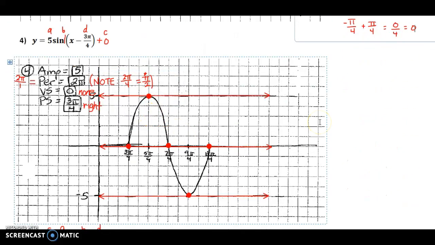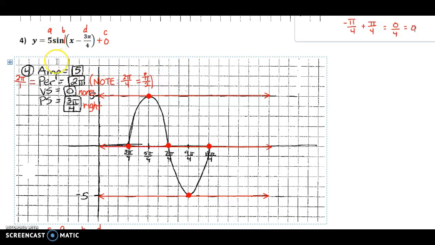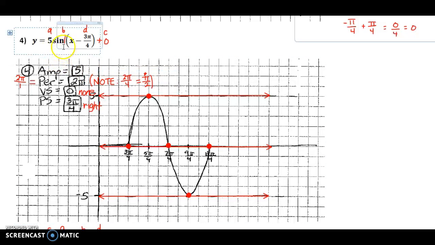So in number 4, when you look at the equation, it kind of looks weird because it's almost as if there are numbers missing. So you can see here what I did was I labeled some things that were not labeled. The number in front of sine, obviously that is your a value. There was nothing in between sine and that parentheses next to the x, so what's there is a 1, which is why your b value is 1.